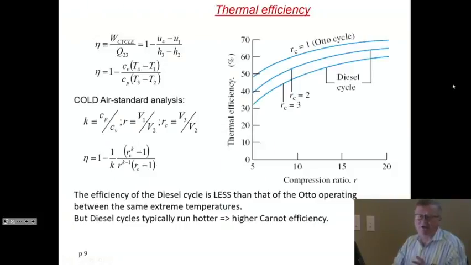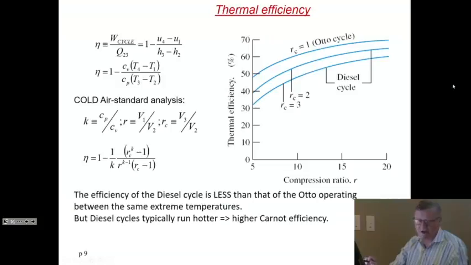One last thing, applying this cold air standard analysis to derive the thermal efficiency, which is 1 minus (U4 minus U1) over (H3 minus H2), you notice that in cold air standard analysis, U4 minus U1 is CV times (T4 minus T1), whereas H3 minus H2 is CP times (T3 minus T2). So here appears the famous ratio of CP over CV, K. You have efficiency is 1 minus 1 over K times this, (RK minus 1) over (RC minus 1).